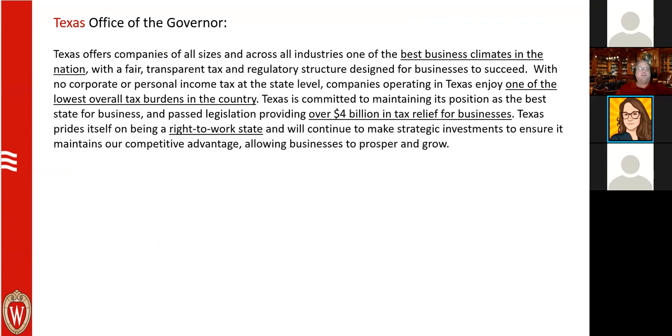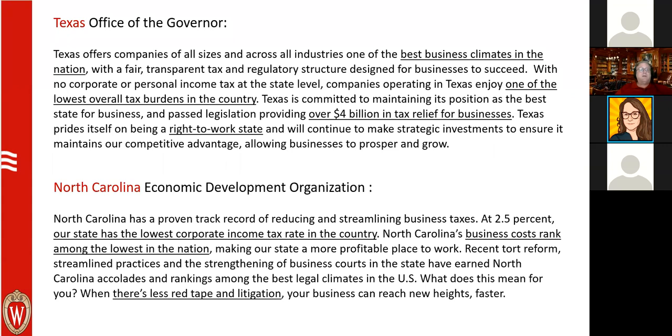The Office of the Governor of Texas: the best business climate in the state, one of the lowest overall tax burdens, tax relief, right to work. Right to work is essentially anti-union. So the way Texas is promoting itself is very much in line with what Mississippi was trying to do in the 1930s. North Carolina is arguing that it has one of the lowest corporate tax rates in the country. Business costs rank among the lowest in the country. There's less red tape and litigation. You could almost put a fifth bullet point there on these characteristics: tort reform. That's another one that's been raised up as another sign of positive business climate.